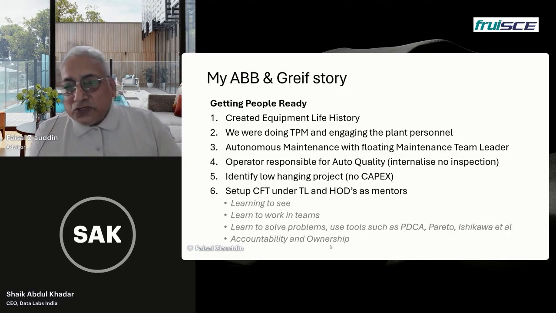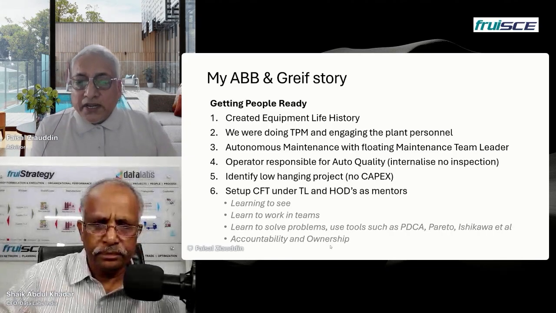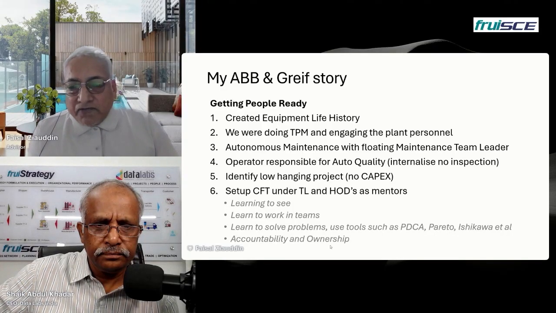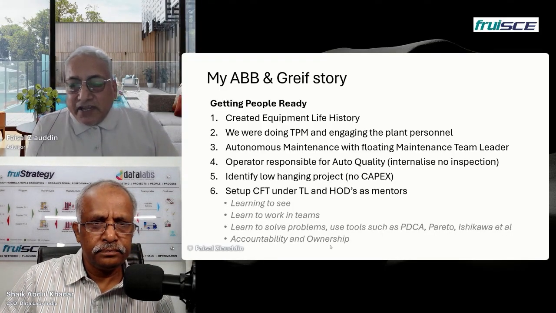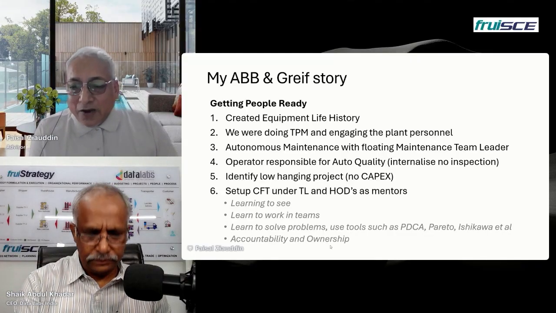So the task was to bring them together under cross-functional teams, learning to see where the problem is, what are the problems which can be solved without incurring heavy expenses, learning to work in teams, communicating across hierarchies, vertical, horizontal, learning to solve problems using tools such as PDCA, Pareto, and not limited to only this. Just to mention that they got introduced to this lean toolkit for that matter. I am not a great advocate for lean per se, because I still feel that there is a lot of industrial engineering to be done on, industrial.